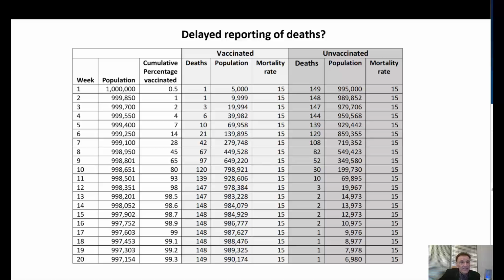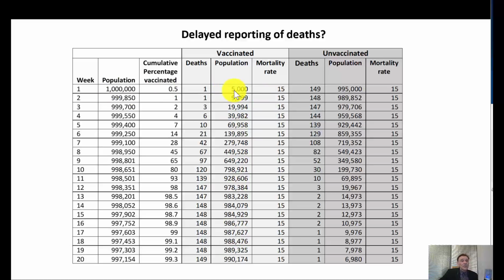Now, although I'm not saying this necessarily happened with this data set, you can simulate the kind of observations you're seeing in this ONS data by doing nothing more than delaying the reporting of death by 1, 2 or 3 weeks. Let's imagine a hypothetical situation where we've got a population of 1 million, where we're ramping up the vaccination over a number of weeks. So we start off with, in the first week, just 0.5% vaccinated, increase it so that by week 10 we've got 80%, and week 12 we've got 98%, most of the population vaccinated.